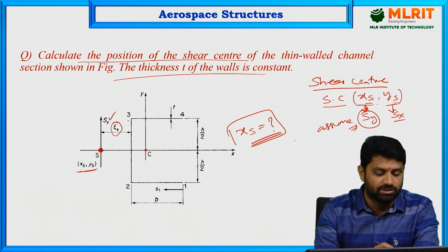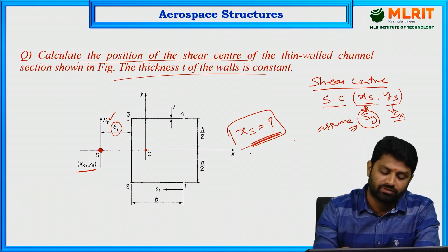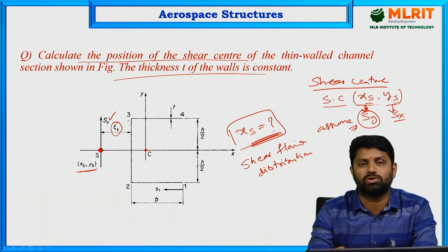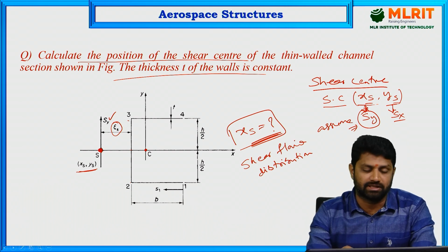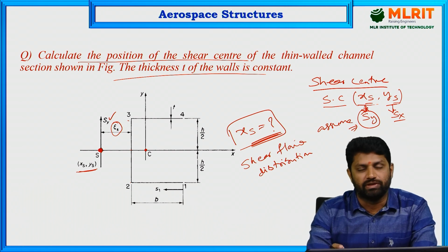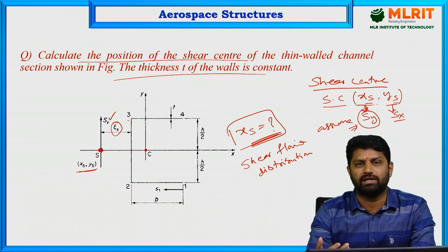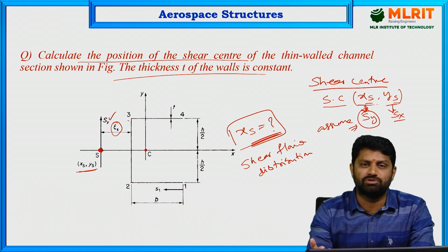Okay, but to calculate the shear center position, before that we need to calculate the shear flow distribution. Then only is it possible for us to calculate the position of shear center. Without shear flow distribution, you cannot calculate the position of shear center. That you have to understand. If the question asks to calculate the shear flow distribution, we straight away take the formula, calculate the moments of inertia, substitute, and take it for the flanges and the web separately, and then the shear flow distribution is over.